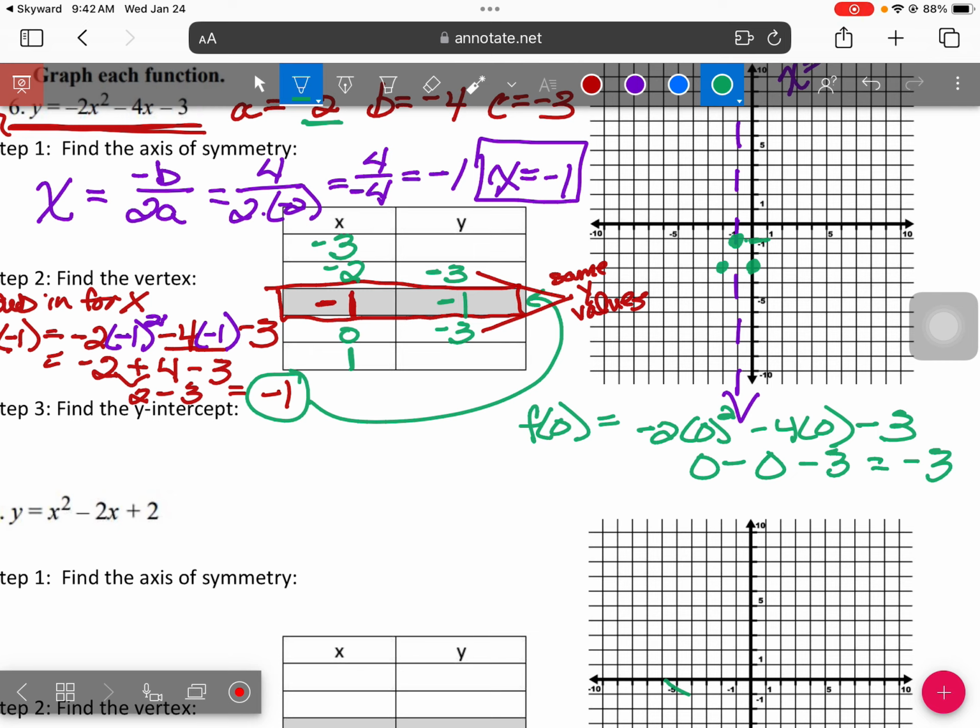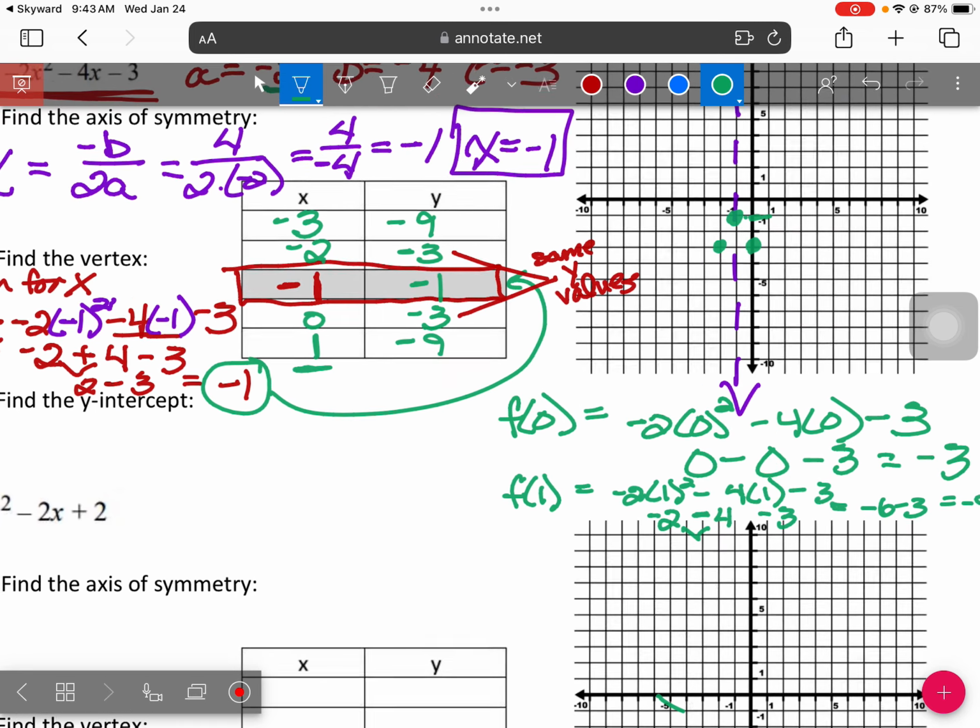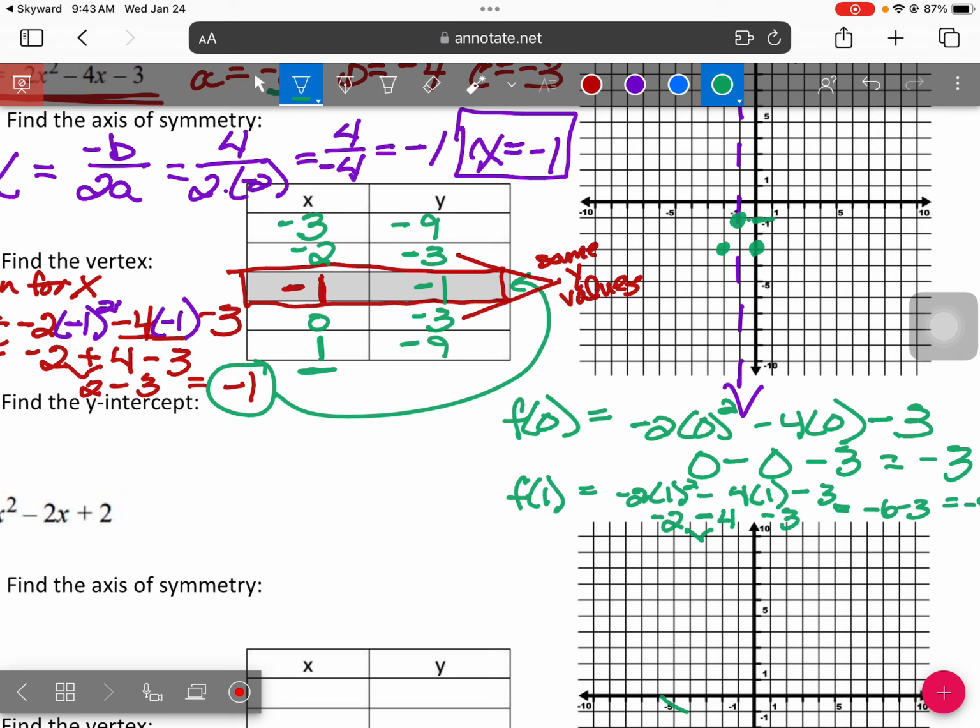I know they both have the same y coordinate, but if I substitute in with 1, that's easier than -3. So the function of 1 is -2 times 1 squared minus 4 times 1 minus 3. 1 squared is 1. 1 times -2 is -2. -4 times 1 is -4. And minus 3. -2 minus 4 is -6. Minus 3 is -9. So if 1 gives -9 for the y coordinate, -3 is also -9. Plot those points. (-3, -9). Should be right there. And (1, -9).